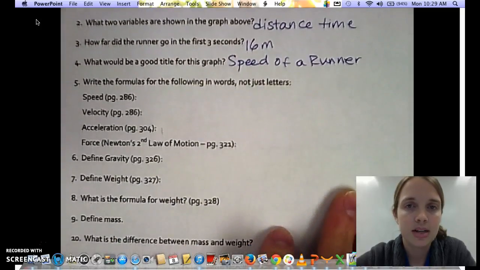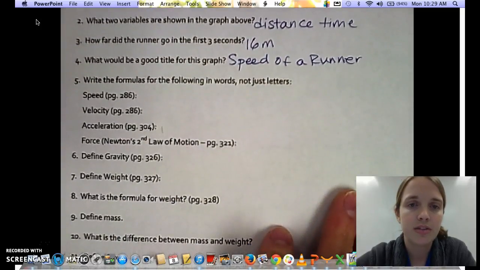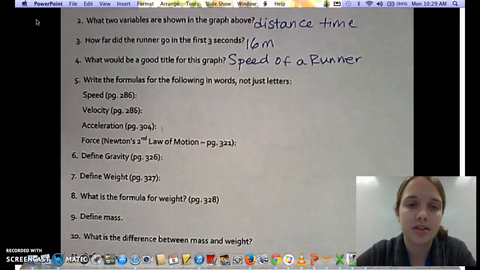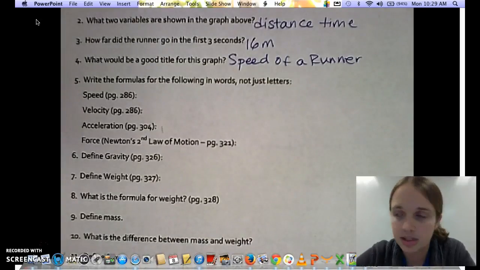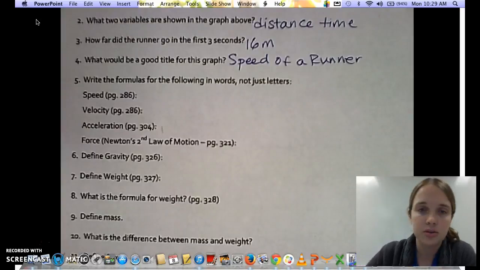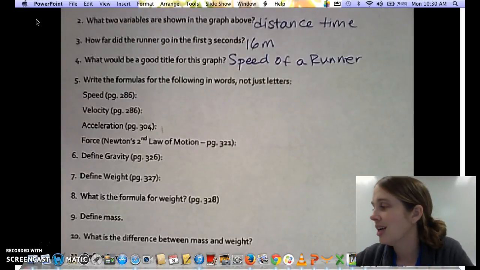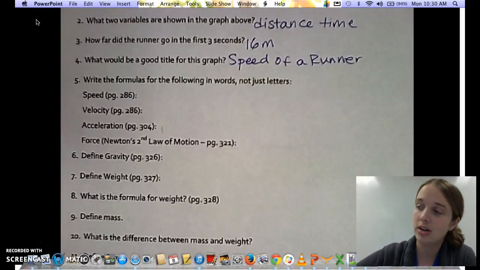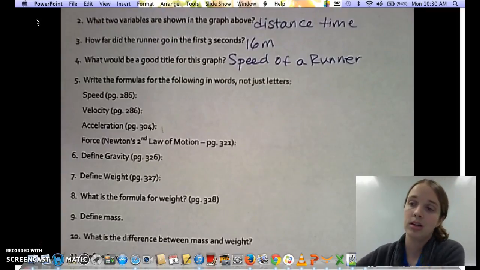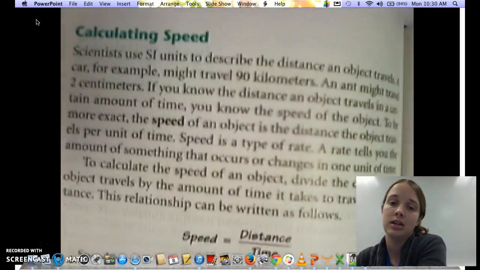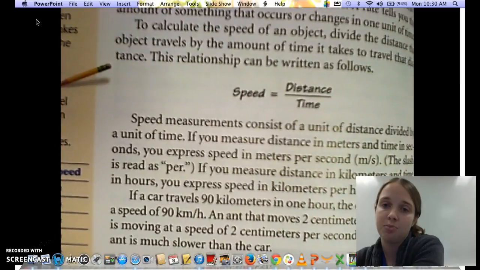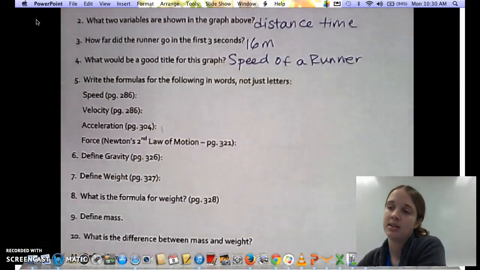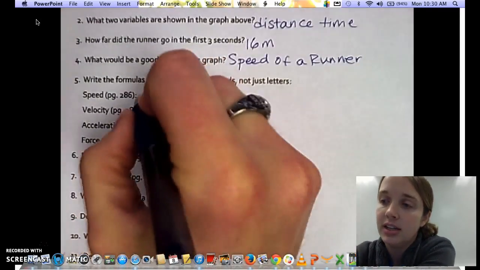Alright, next up, it says write the formulas for the following in words, not just letters. Okay, so if you just got letters, you are not following my instructions. Alright, step 1 says to go to page 286. But for reals, you should already know what the formula for speed is without looking. But Jay, I see you need it. Bam! There it is. Speed equals distance divided by time. So we're going to write that carefully here.